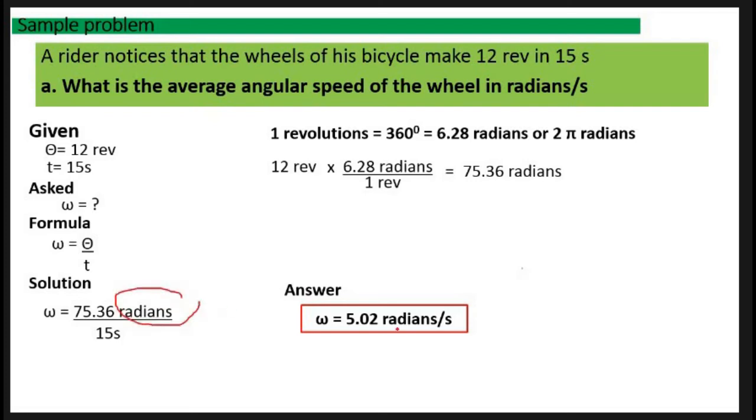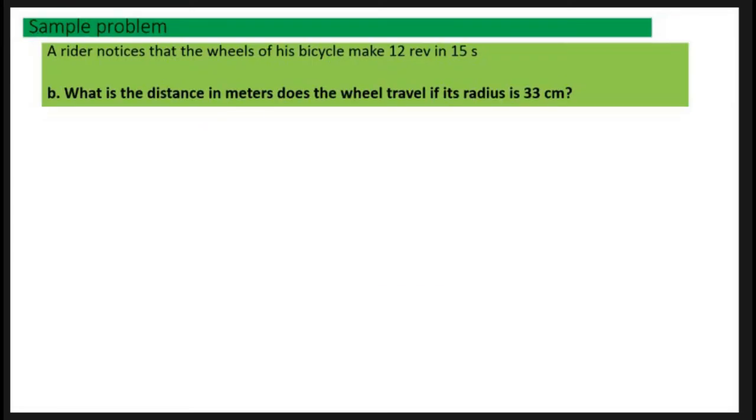What would be the units? Radians divided by seconds. Okay, let's go to the second part of the problem. The question would be, what is the distance in meters the wheel travels if its radius is 33 centimeters? It's looking for the linear displacement along the arc. So we have this formula here. This is the linear distance along an arc, and then we have the radius multiplied by the angular displacement.